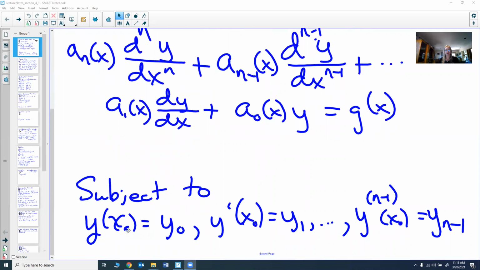If you subject them to initial conditions, then you have an initial value problem. Notice that this is an nth order differential equation, and there are n minus 1 derivatives for your initial conditions. So you have y of x0, y prime of x0, all the way up to the (n minus 1)th derivative of y at x0. The (n minus 1)th derivative will give you those values.